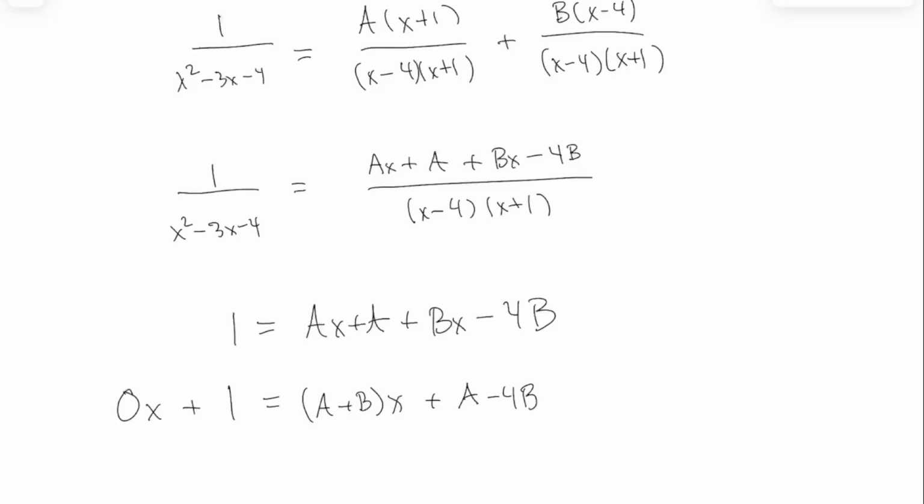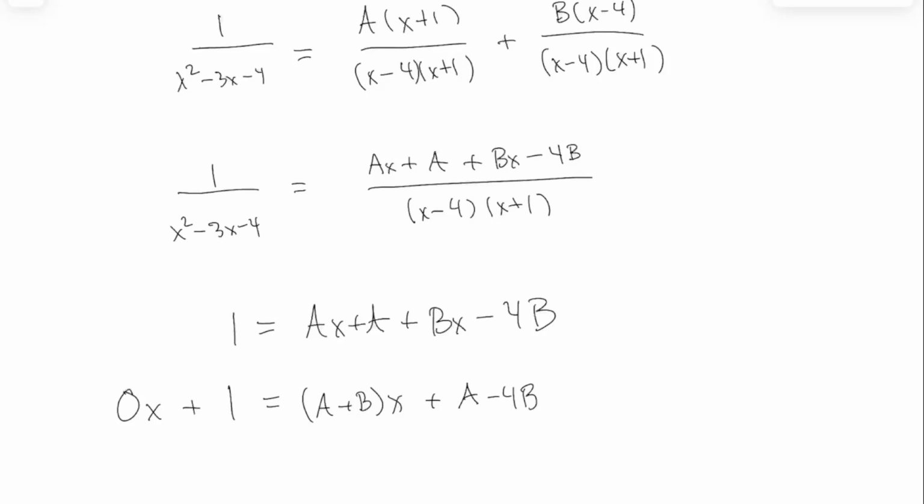Yeah? Do you set the a plus b equal to 0 and then the 1 equal to a minus 4b? Yeah, that's right. So this right here is a single equation with a polynomial on either side. On the left side, there's this polynomial in x, and on the right side, there's this polynomial in x. And if those two polynomials are equal, it means they must have the same coefficient on x, and they also must have the same constant part. So the coefficient on x on the left is 0. It must equal a plus b. And also the constant part must equal this.